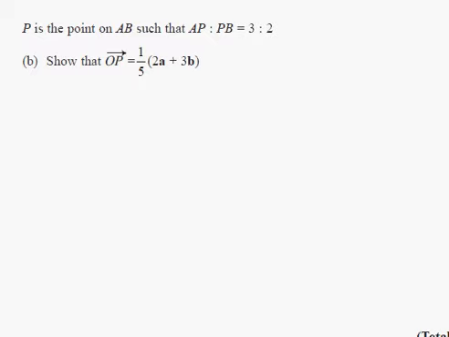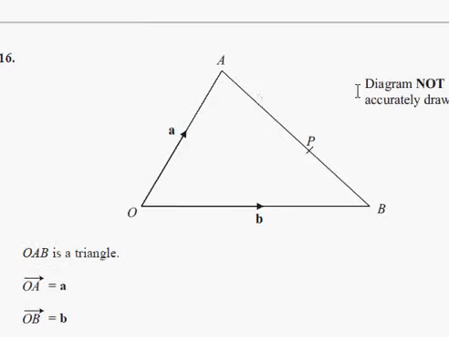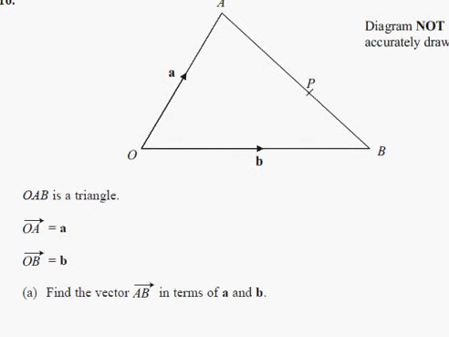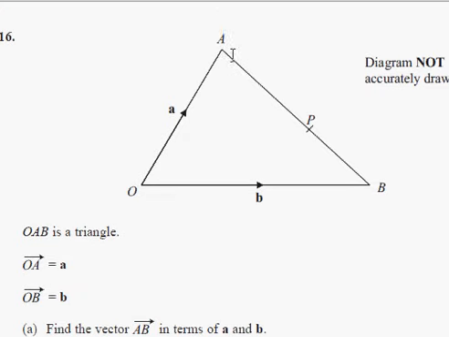Okay, so we need to refer back to the diagram. The question tells us that for every 3 units of length of AP there are 2 units of PB. Basically the ratio here is 3 is to 2. For example, if this line was split into 5 parts, AP would be 3 parts and PB would be 2 parts.